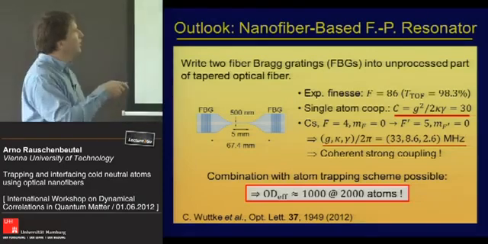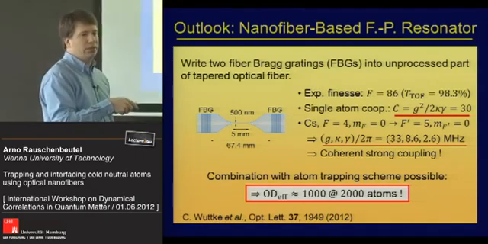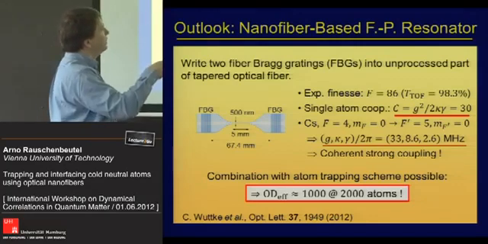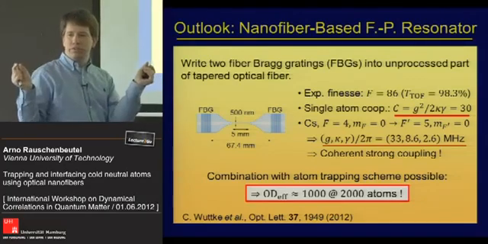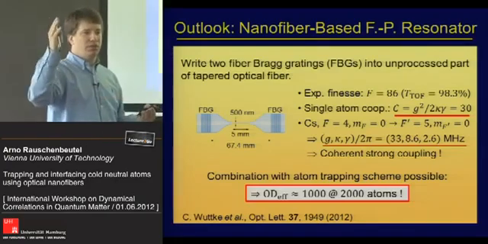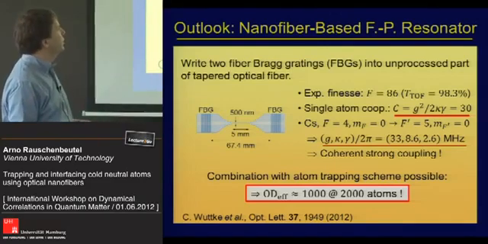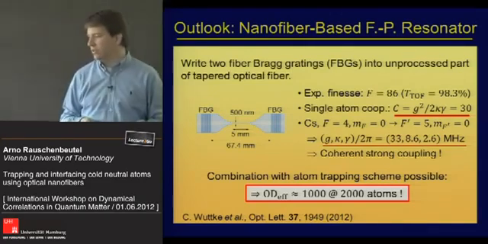And in addition, this resonator here can be combined with our atom trapping scheme, because these mirrors here are very narrow band and they just reflect light at the resonant wavelength, while the trapping light can just pass through and does not see the mirrors. So we can, in principle, combine this. This is something we would like to realize in the near future.